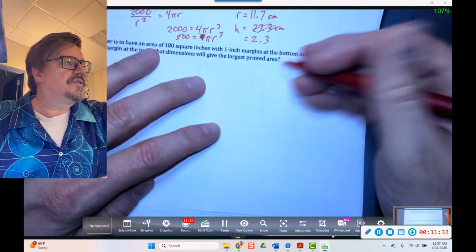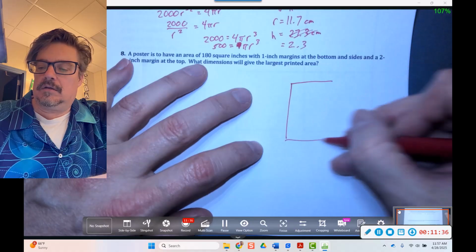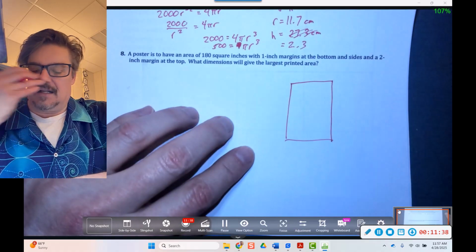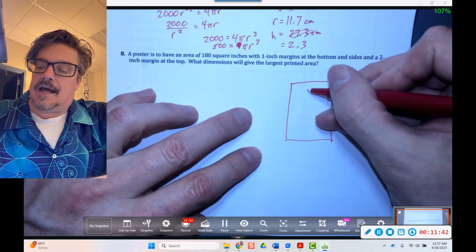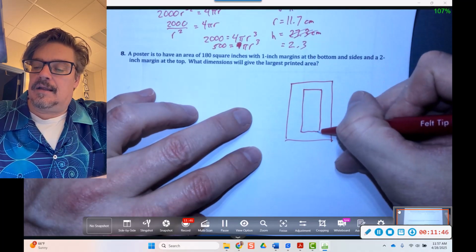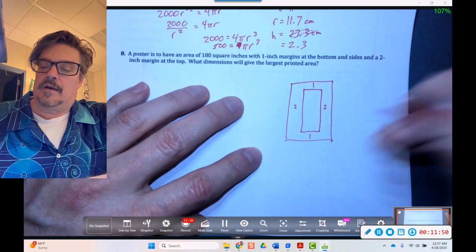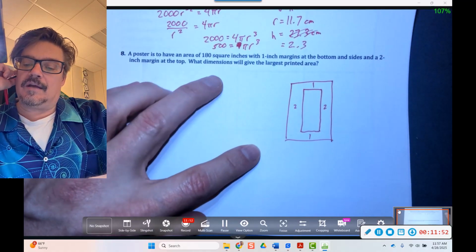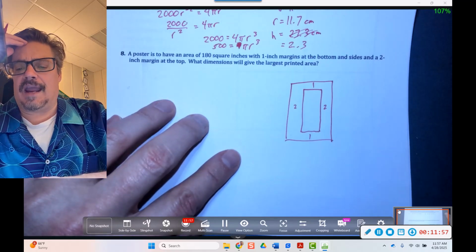Okay. The poster is going to have... okay, we did another problem like this before. 1-inch margins at the bottom and the top, and 2-inch margins on the sides. That's 2, that's 2, that's 1, that's 1. Okay. What are the dimensions that will give the largest printed area? The poster is supposed to have an area of 180.